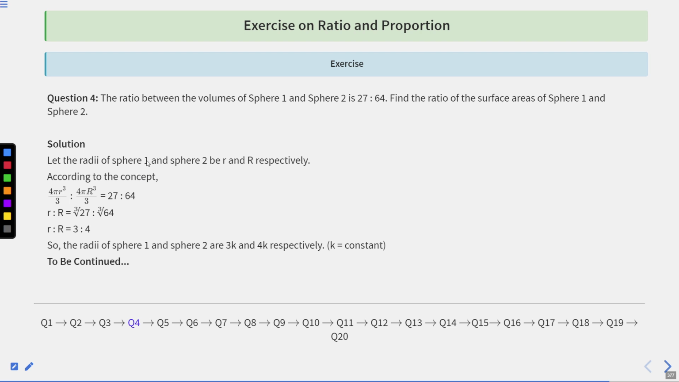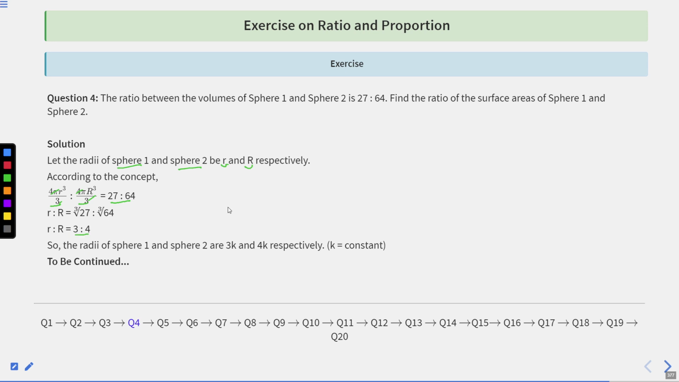Let the radii of sphere 1 and sphere 2 be small r and capital R respectively. According to the question, the volumes are in the ratio 27:64. So the volume of the first sphere will be 4/3 pi r cubed, and the volume of sphere 2, with radius capital R, will be 4 pi R cubed upon 3, and it is given to be 27:64. So 4 pi by 3 cancels on both sides. You will get r is to capital R equal to 3:4.